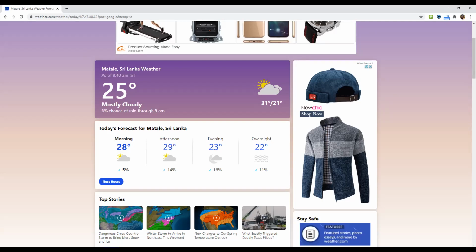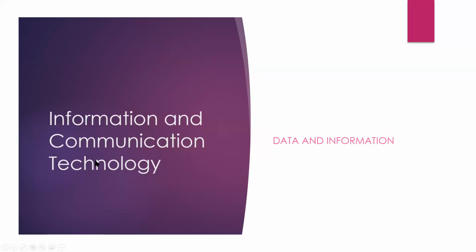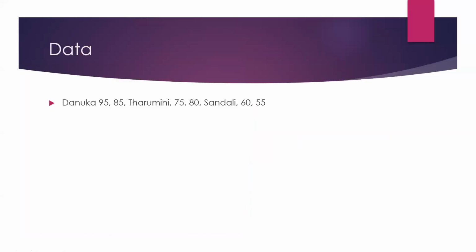So this is exactly what we are going to look at here. What is data, what is information, and what is the difference? Now, for example, if you take this, Bhagya, what do you think about this? Whatever is given here, what is it? Can you make any guesses?